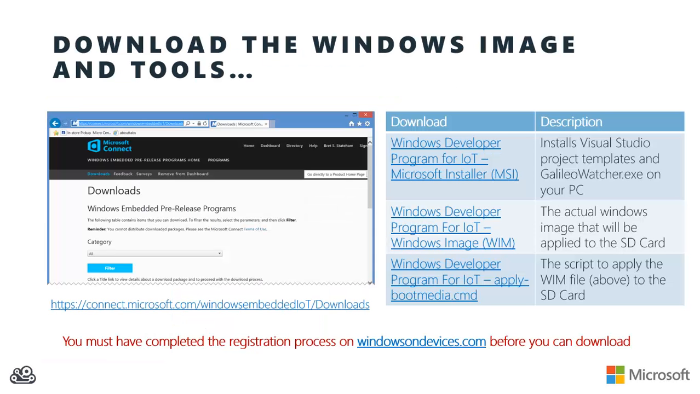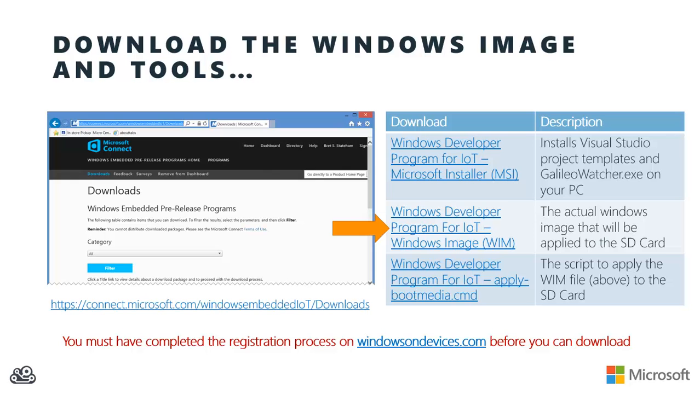Now there's still a few things that you need to get, and these next downloads require that you have first completed the registration process I mentioned back on the first slide about the windowsondevices.com website. So make sure that you complete that registration process so that you can get these other downloads. The first download you'll want to get is the Windows Developer Program for IoT Microsoft Installer. That's going to install some Visual Studio project templates that you can use to create your Galileo apps. It's also going to include a utility called the Galileo Watcher. That's a utility that you'll run on your development workstation, and it'll help you discover the Galileos on your network and help you connect to them.